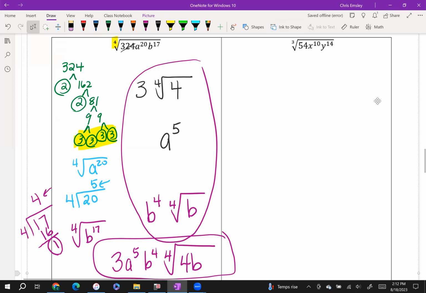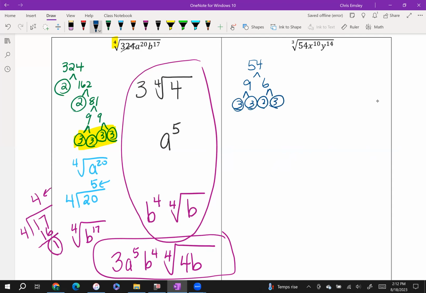And let's do one more, just for fun, of course. Again, we'll break it down. The numbers I do with my factor tree. 54 is what? 9 times 6. So we get some 3s and a 2. So that means, again, we're looking for the cube root. So here's one set of 3s. So the 3 gets to come out, and this 2 stays inside.